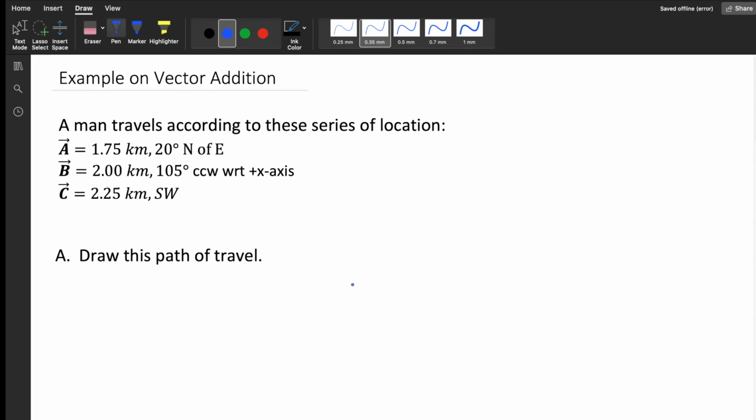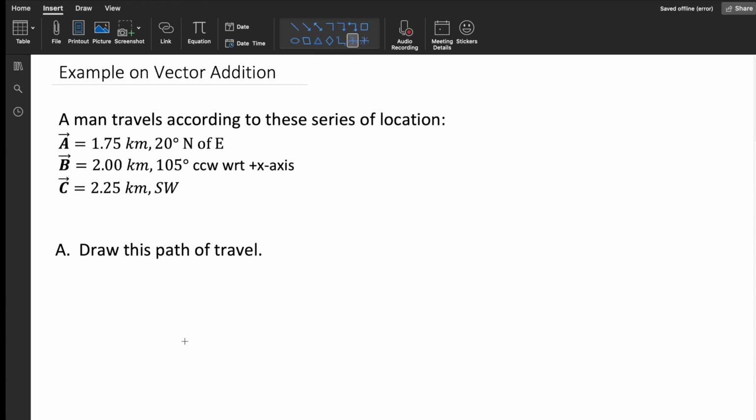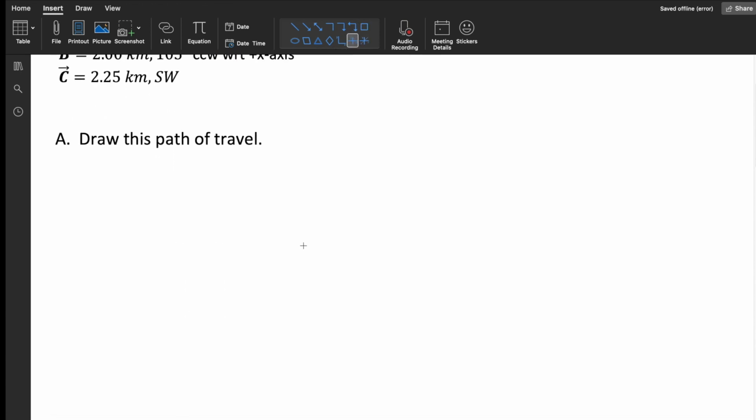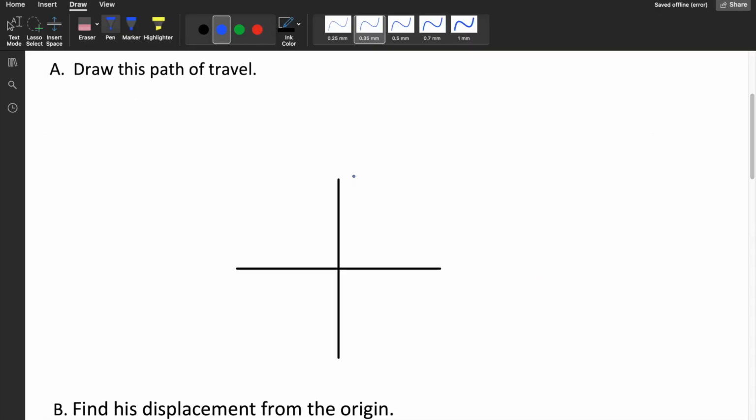So a problem here: a man travels according to this series of locations, given with the three vectors here. Draw this path of travel. First things first, we must draw an x, y coordinate system. So again, this will be your north, and then this will be your south. This is your west, and then your east.